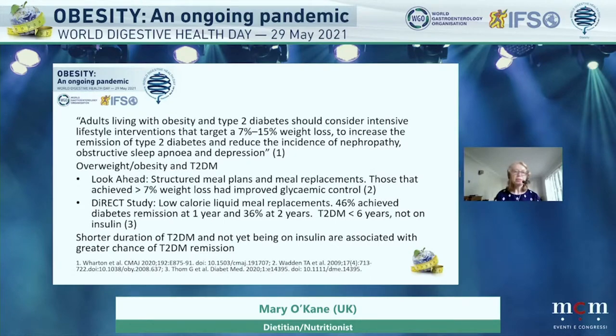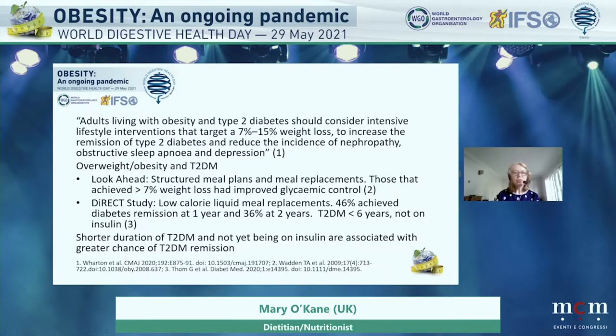those other comorbidities. There's lots of evidence pointing towards this, and I'm just going to talk about two studies, which is the Look Ahead and the Direct study. And both of these had patients with overweight and obesity and type 2 diabetes. In the Look Ahead study, those who received the intervention, because this is a randomized control trial, had structured meal plans and meal replacements over the year. And then years 2 to 8 focused on weight maintenance. And what they found was that those who achieved 7% weight loss had improved glycemic control.